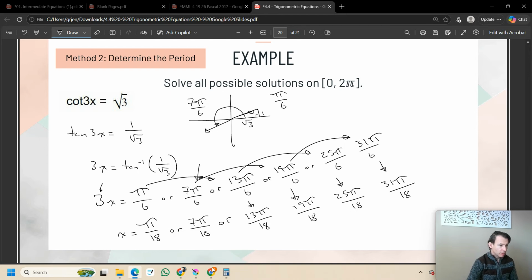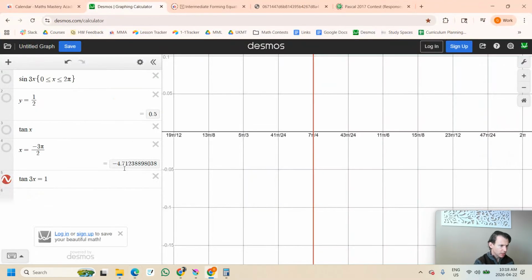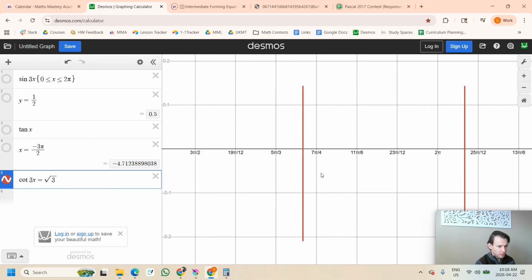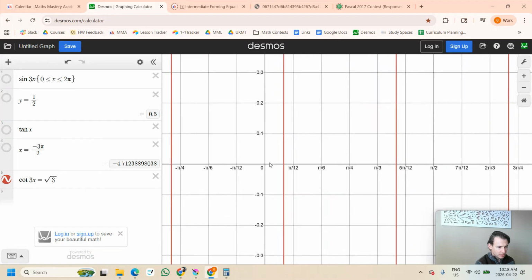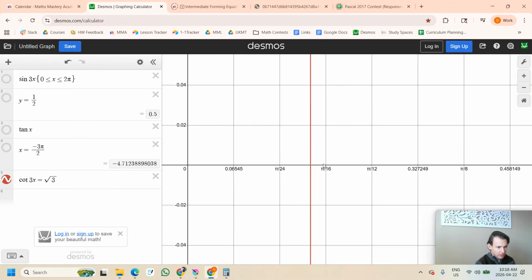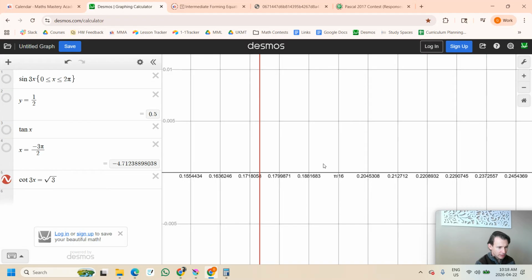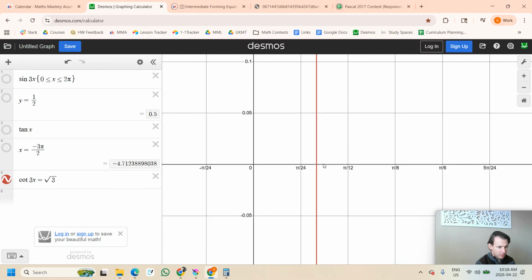Yeah, sure. Tan 3x. So we can write cotan. I think it will do cotan. Yeah, this should do cotan. Cotan of 3x. Cot 3x equals square root of 3. Then we have to zoom out to see where our solutions lie. So this one is pi on 18. Oh, it doesn't really show me pi on 18, does it? That is indeed pi on 18.